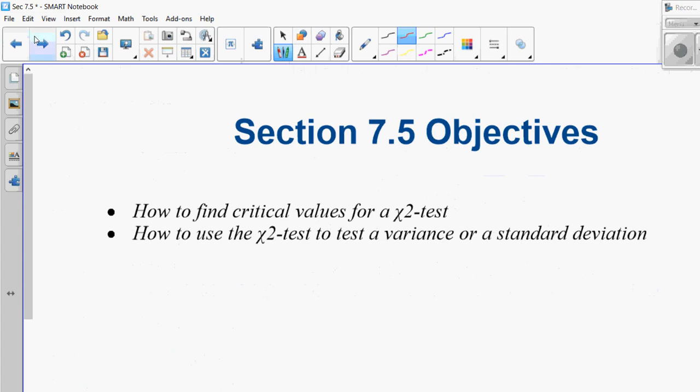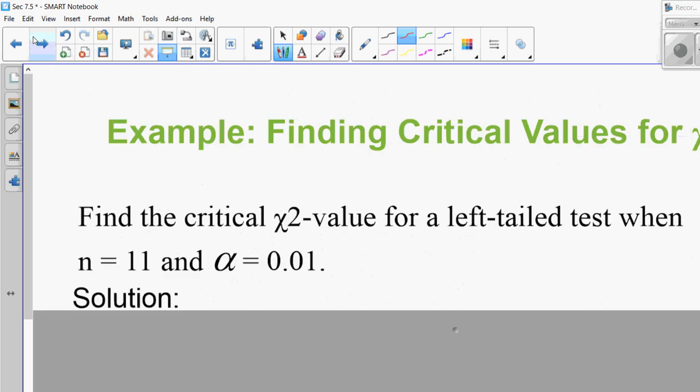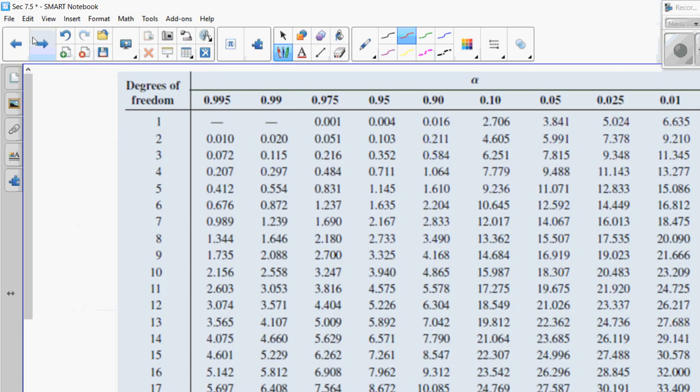For our chi-squared test, the first thing we need to do is find our critical values. Finding these critical values uses the same chart that we used before. Here is a copy of the chart. Hopefully it's on your formula sheet, or if you just Google chi-squared chart online, you will find this kind of formula sheet. Let's talk about how we use this.